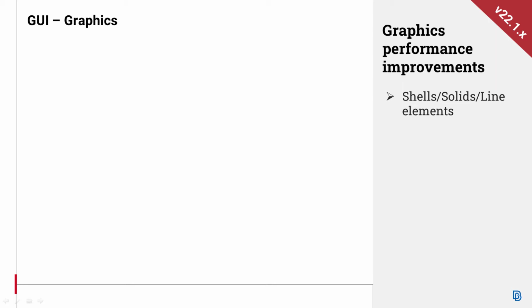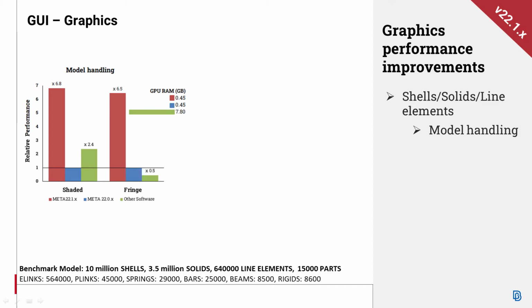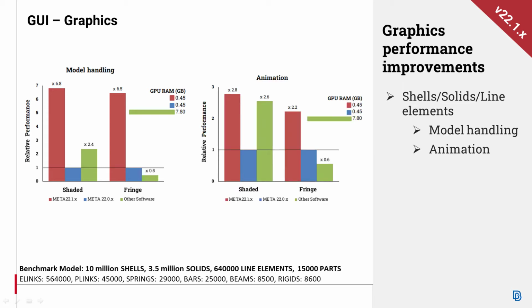From version 22.1, our new graphics kernel supports line elements as well, besides shell and solid elements which were supported in previous versions. We benchmarked a model comprising 10 million shell elements, 3.5 million solid elements, 640,000 line elements, and 15,000 parts. Regarding model handling, version 22.1 is up to 6.8 times faster than the previous version when the model is shaded, and up to 6.5 times faster when fringe is enabled.